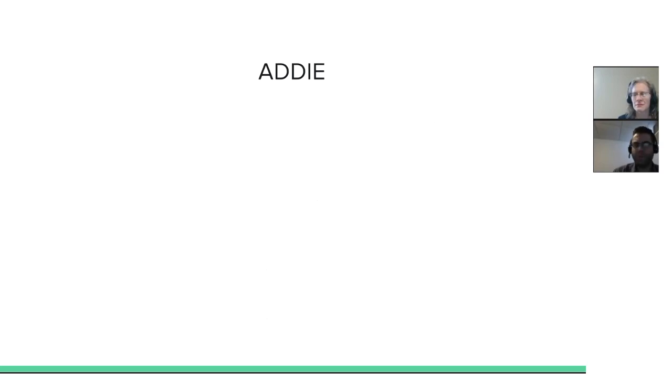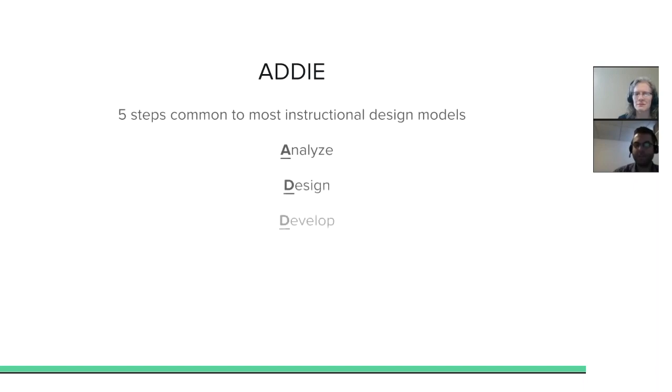So there may or may not be a model of instructional design available at your institution, but whether or not there is, you will almost definitely find that just about all models contain five common elements, which are usually summarized as ADDIE. They stand for the actions analyze, design, develop, implement, and evaluate.